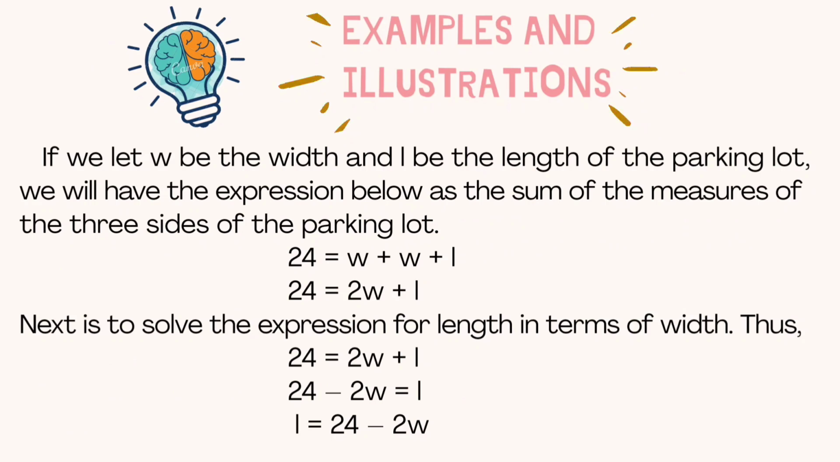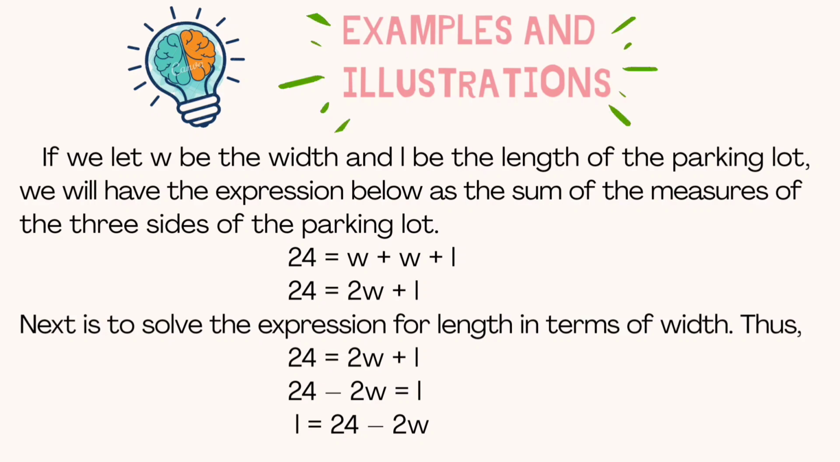If we let W be the width and L be the length of the parking lot, we will have the expression below as the sum of the measures of the 3 sides of the parking lot. 24 equals W plus W plus L. 24 is equal to twice the width plus length.